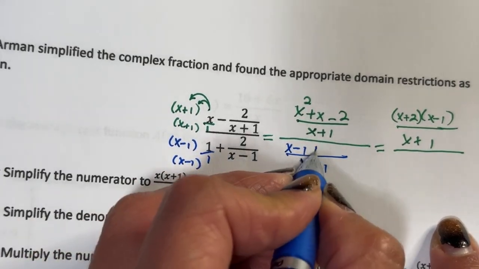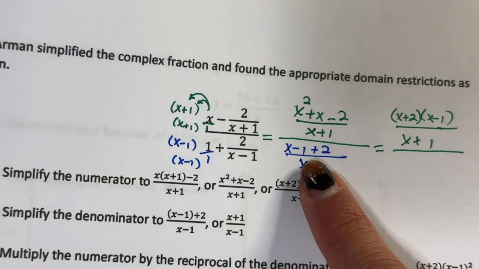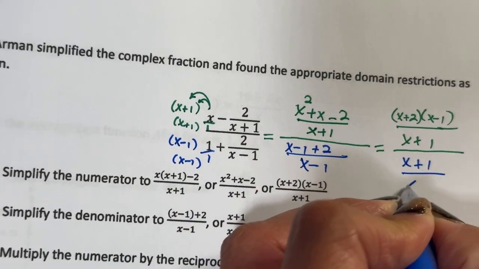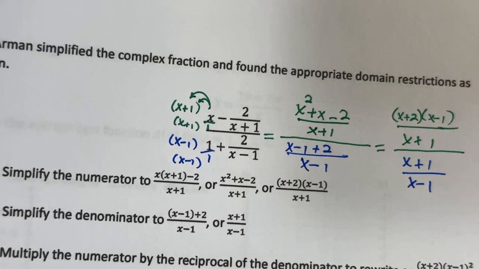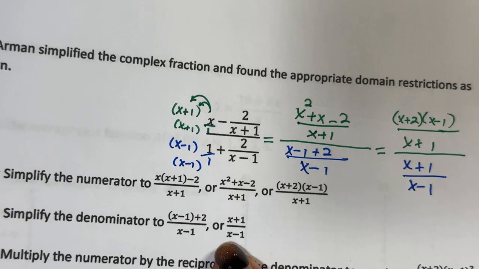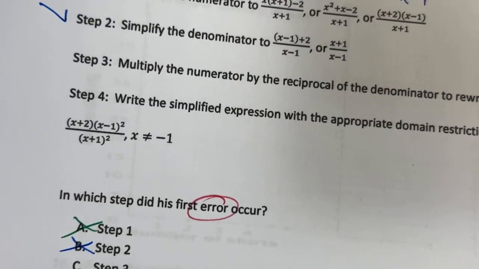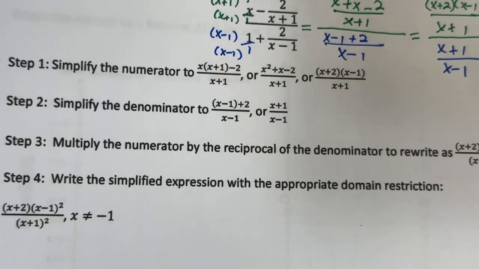And then we have a plus 2. Combine like terms, negative 1 plus 2 is a 1. So that's x plus 1 over x minus 1. And that's as low as that could go. And that is exactly what he got there. So step 2 checks out, which means B is not the answer because step 2 didn't have a mistake in it.